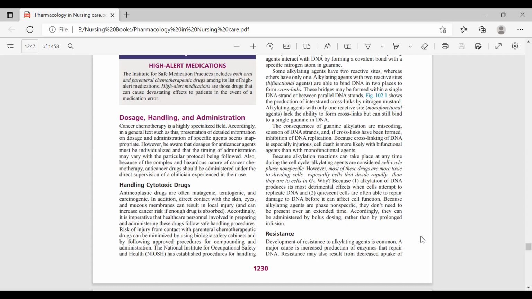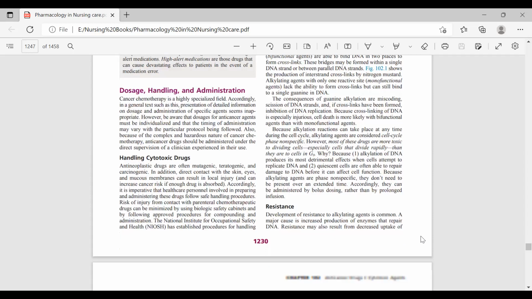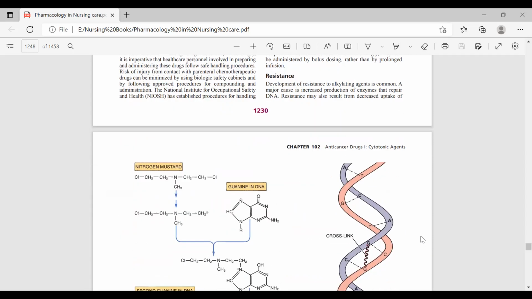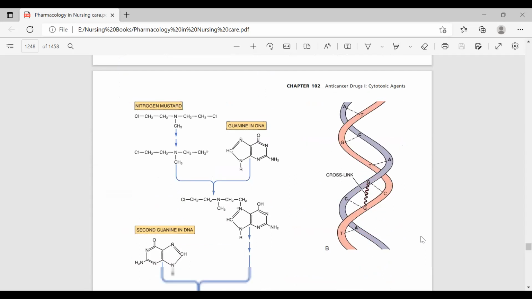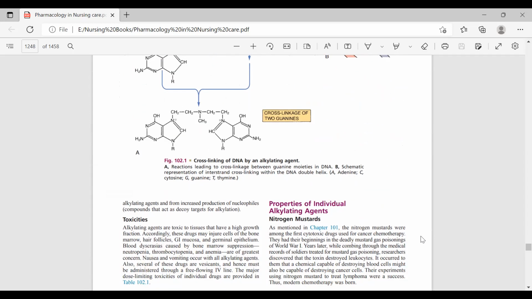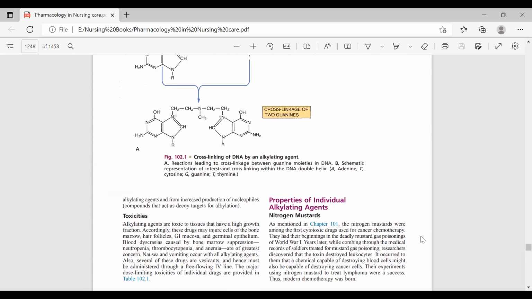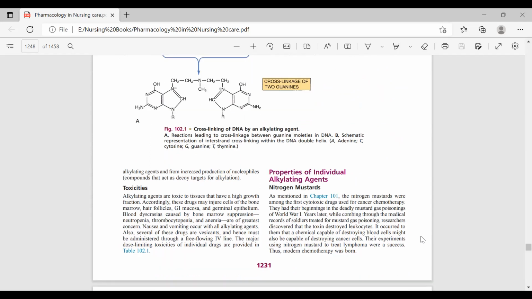effect when the cell attempts to replicate DNA, and they are able to repair damage to DNA before it can affect cell function. Resistance is observed because development of resistance to alkylating agents is common, due to, number one, increased production of enzymes that repair DNA. It also results from decreased uptake of alkylating agent and from increased production of nucleophiles, that is, compounds that act as decoy targets for alkylation.